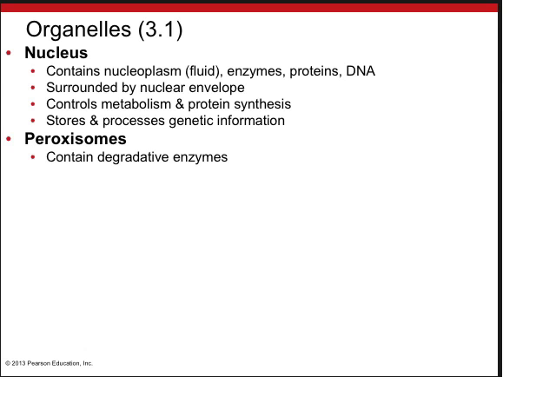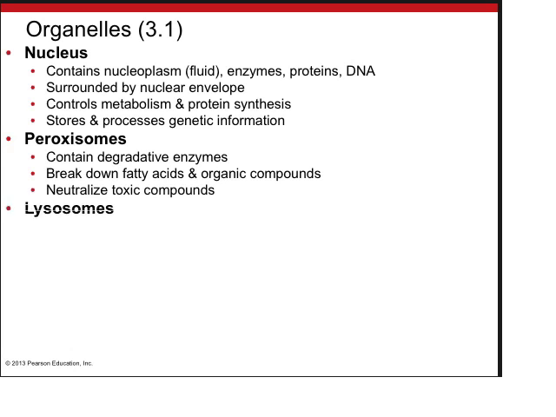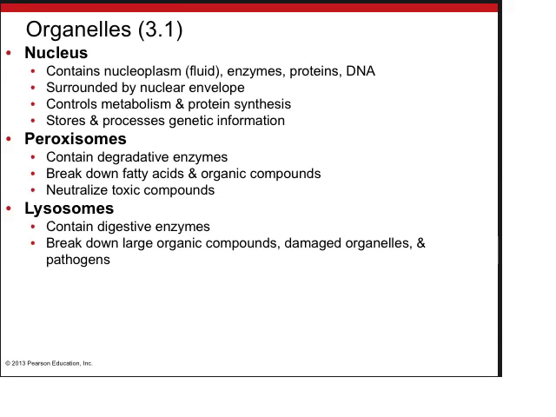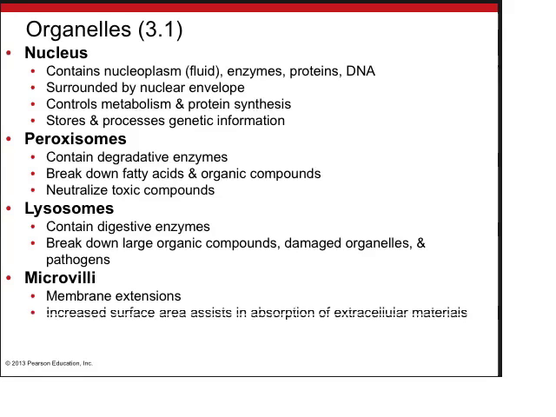Peroxisomes have enzymes that break down harmful toxins that can build up in the cell, as well as break down fatty acids and other organic compounds. Lysosomes are like the stomach of the cell. They contain digestive enzymes that break down large organic compounds, damaged organelles, and pathogens, while microvilli are membranous extensions that provide an increased surface area that aids the cell in the absorption and the secretion of materials.